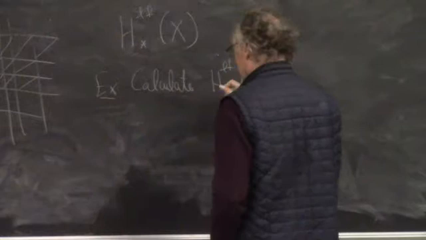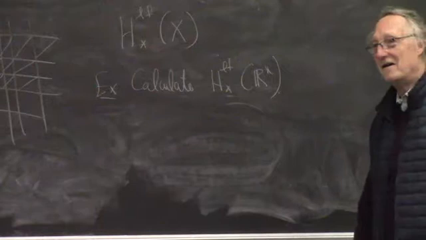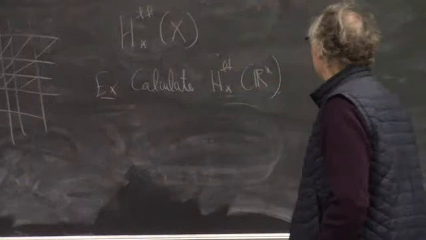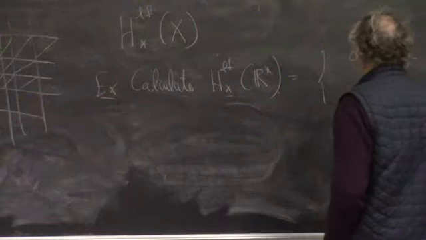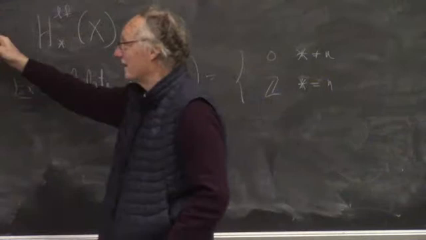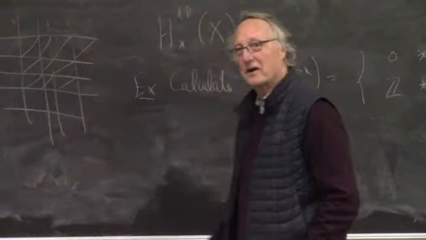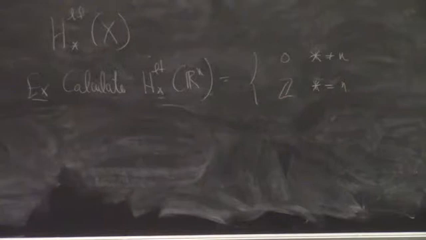Anybody want to guess what the answer is? It's supported in dimension n. Okay. So it's 0 if star is not equal to n. And what is it for star equal to n? Z, for star equal to n. And this thing I wrote down for the plane would be an example of a locally finite n-cycle, and it's a generator. So there's an exercise for you.